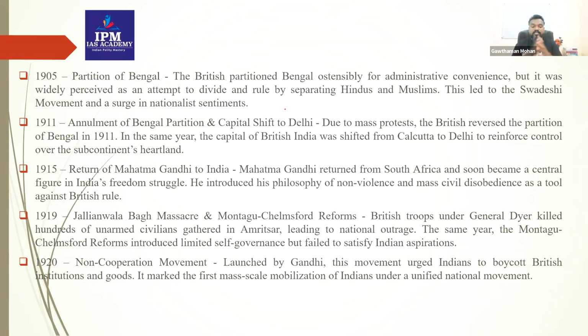And then another major incident was happening in 1919, that is the Jallianwala Bagh massacre and the Montagu-Chelmsford reforms. The British troops under General Reginald Dyer killed hundreds of unarmed civilians gathered in Amritsar, leading to national outrage. Okay, they were gathered in Jallianwala Bagh only. So that was actually a park. In the same year, Montagu-Chelmsford reforms were introduced, and they introduced limited self-governance but failed to satisfy the Indian aspirations.